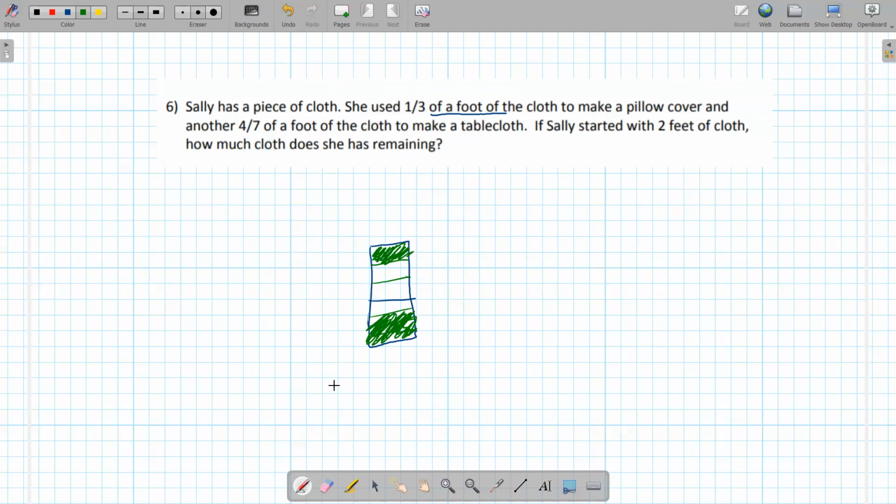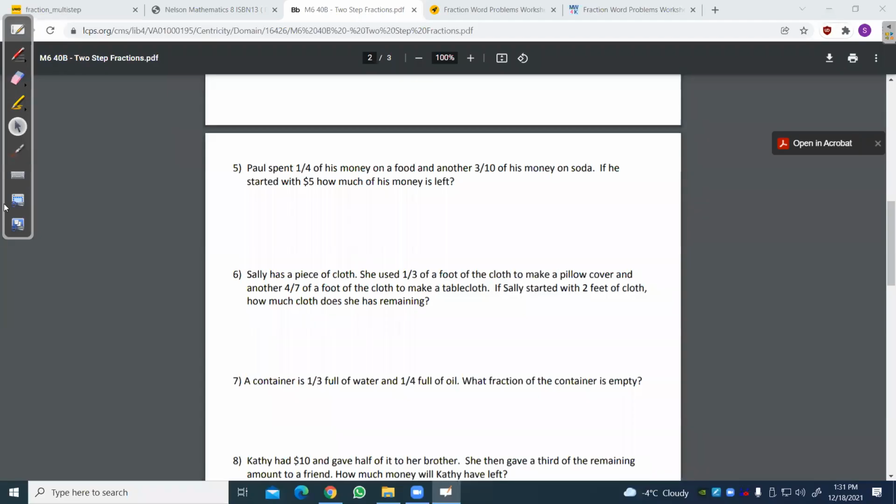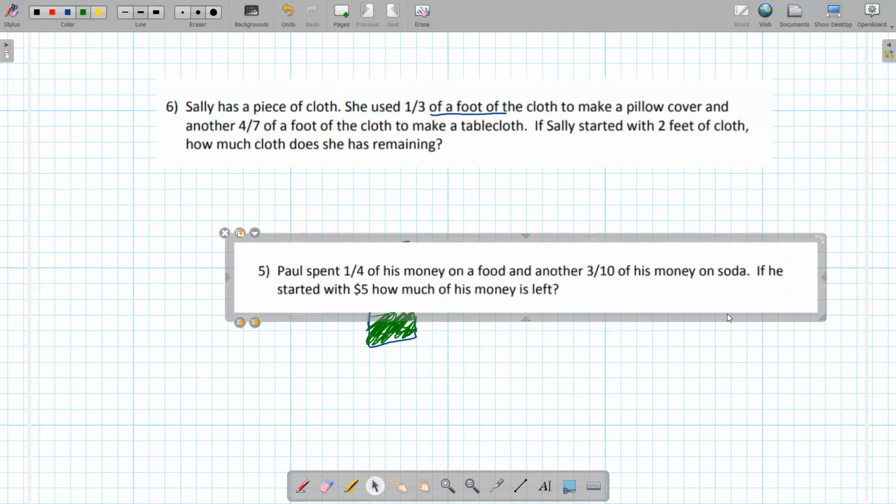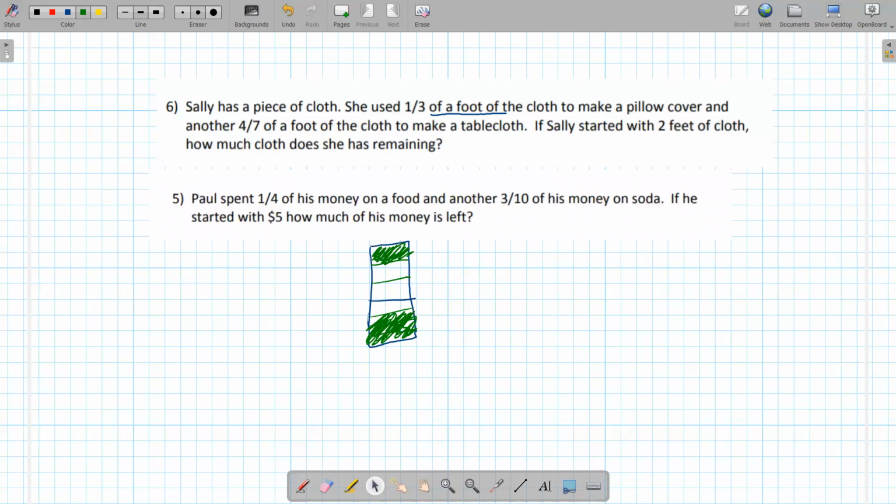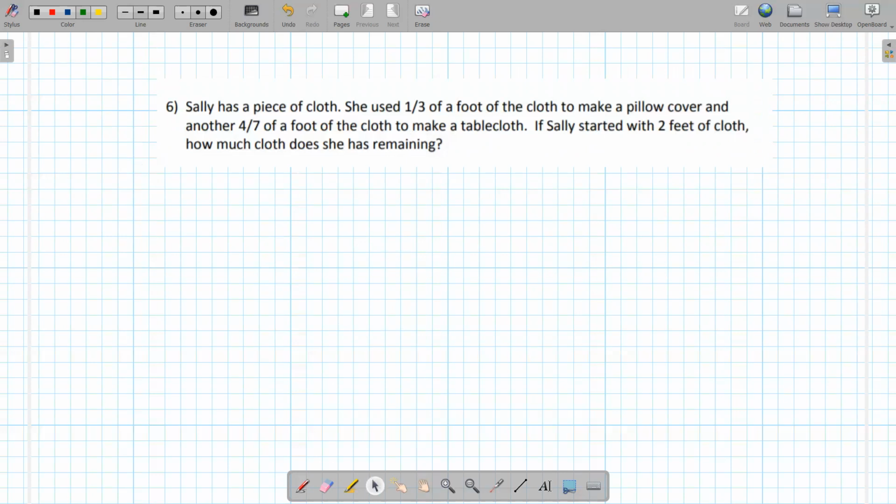How do you really know? Look at the question here and look at the question here. What's the difference? In question 5, of his money means of his total money, and the other one is just a foot. Exactly, a foot. So that's why in 5 we multiplied, but in 6 we're going to subtract. Is that the case for most questions? It is.